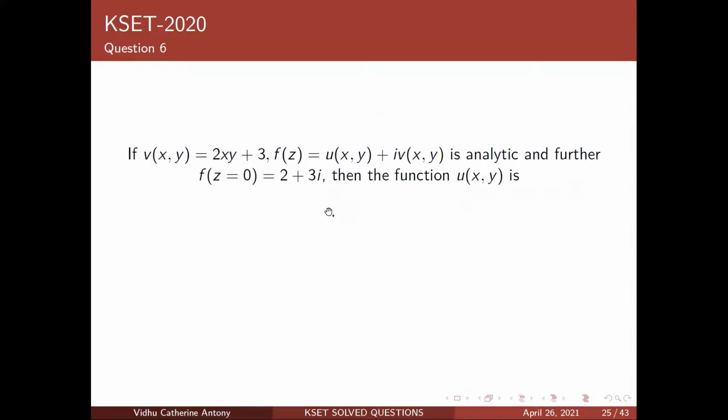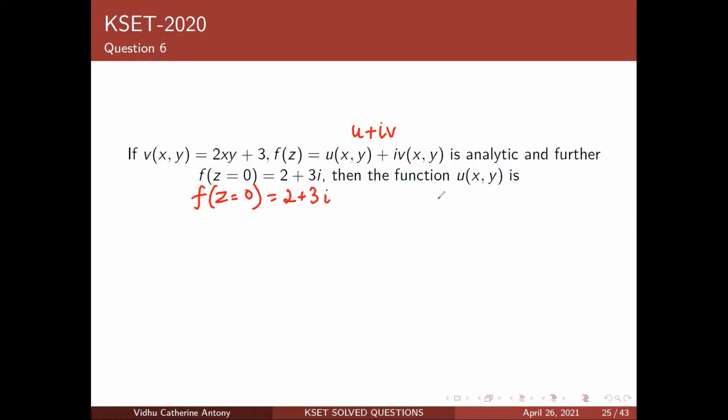Okay. So let's look at this question. This is a complex analysis question that we have. If V of X, Y is equal to 2X plus 3 and F of Z is U plus IV, let's just lose this function part because it's just very stupid to keep writing it over and over again. F is analytic.